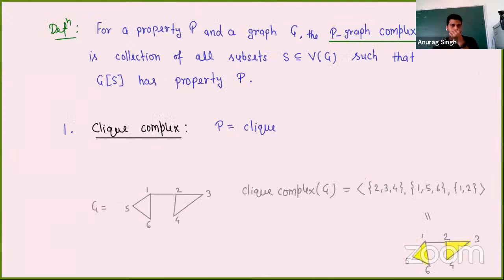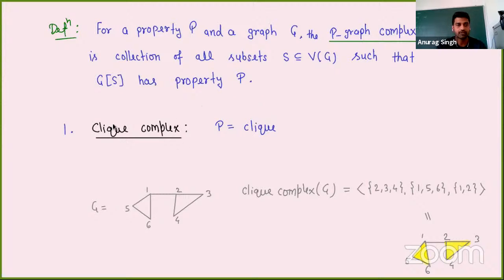So what a graph complex is: suppose you have a graph, and you also have a graph property which is hereditary, say P. Then the P graph complex is the collection of all the subsets S of the vertex set of G with the property that G_S, the induced subgraph on the vertices S, has the property P. Let's see this via an example.